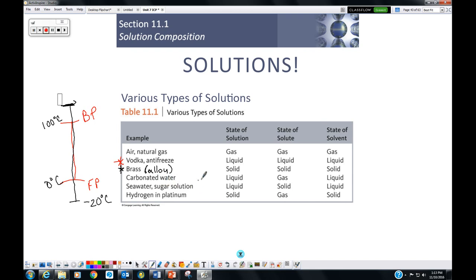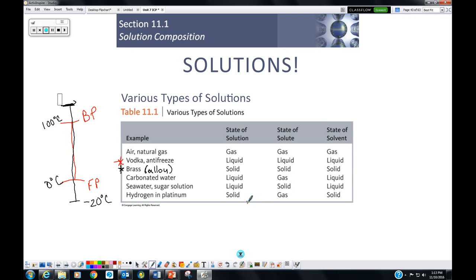An example of a gas in a liquid would be carbonated drinks, soft drinks, carbonated water, anything like that. A solid in a liquid would be something like salt water or a sugar solution. And then the last one, a gas in a solid.